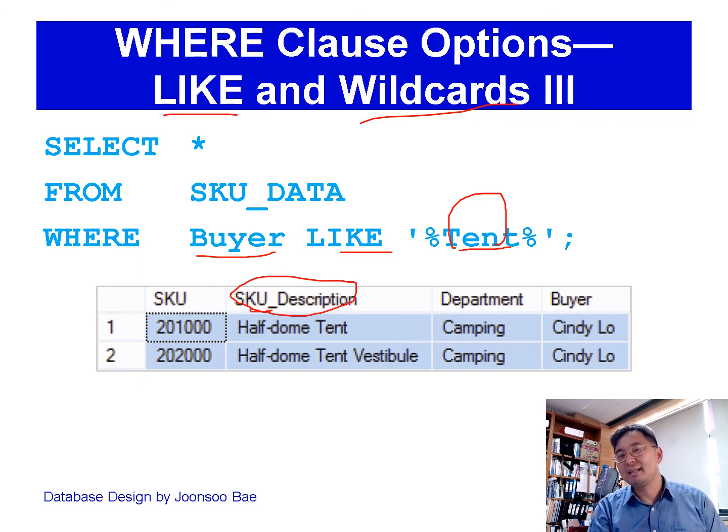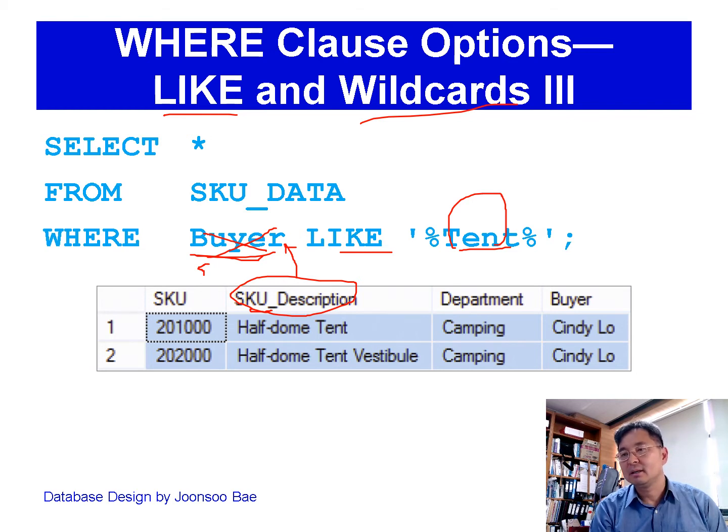Yes, this slide has a typo here. So the correct one is, instead of buyer, which is incorrect here, this SKU description column must be used here. Okay, because I want to search data which has 'tent' in the SKU description.